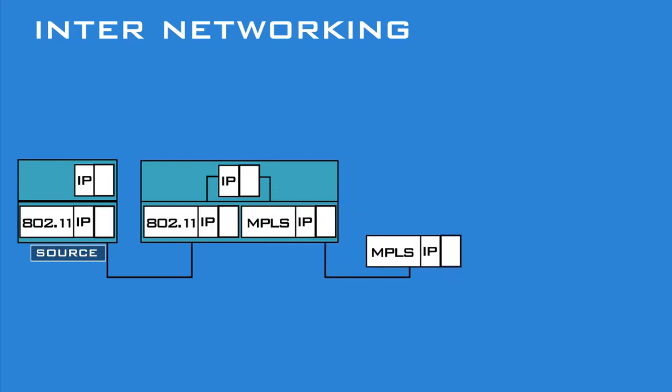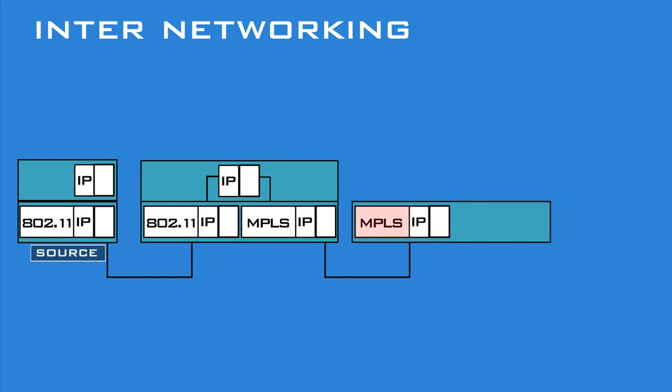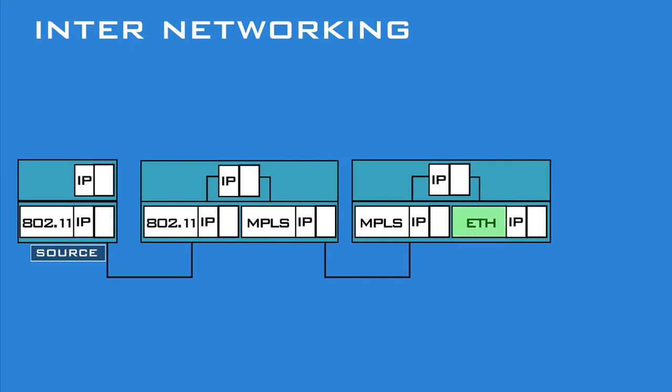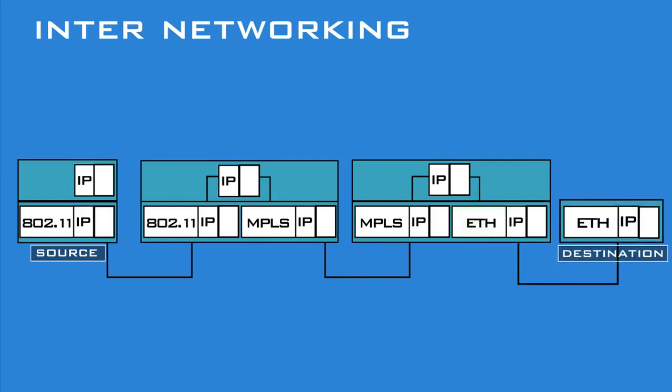Upon reaching the next router, the MPLS header is discarded, revealing the IP address. By this it knows the next device address. So, the Ethernet address is added to the packet because it is an Ethernet network. And finally it reaches the destination.